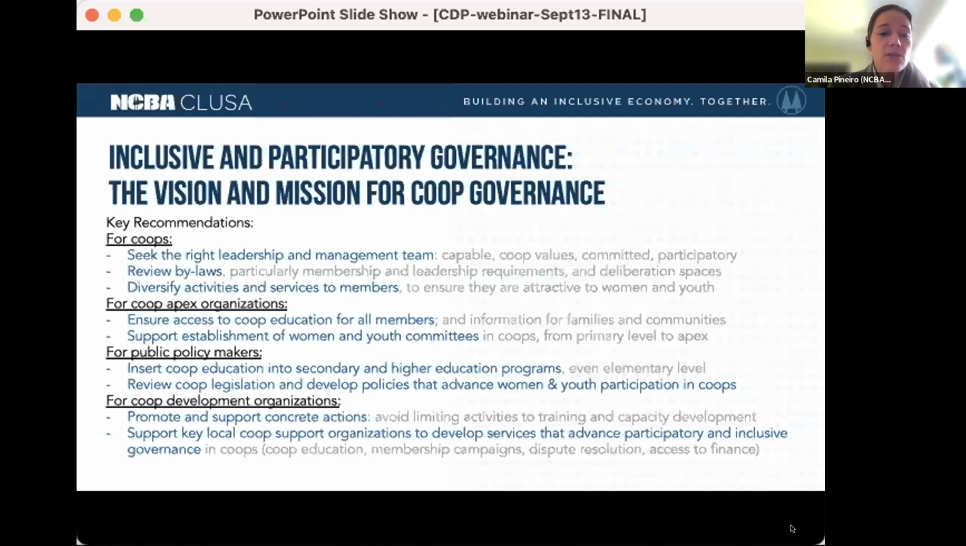Then for cooperative apex organizations, they can play a key role in making sure that cooperatives have access to cooperative education for all members, no? We know it's a societal problem. We need public programs, as mentioned below, but cooperative apex can do a lot, and that's one of the main functions generally. As well as leading the establishment of women and youth committees. The video showed a higher tier, second tier cooperative in Madagascar and all the great work they did helping the member cooperatives increase participation of women.